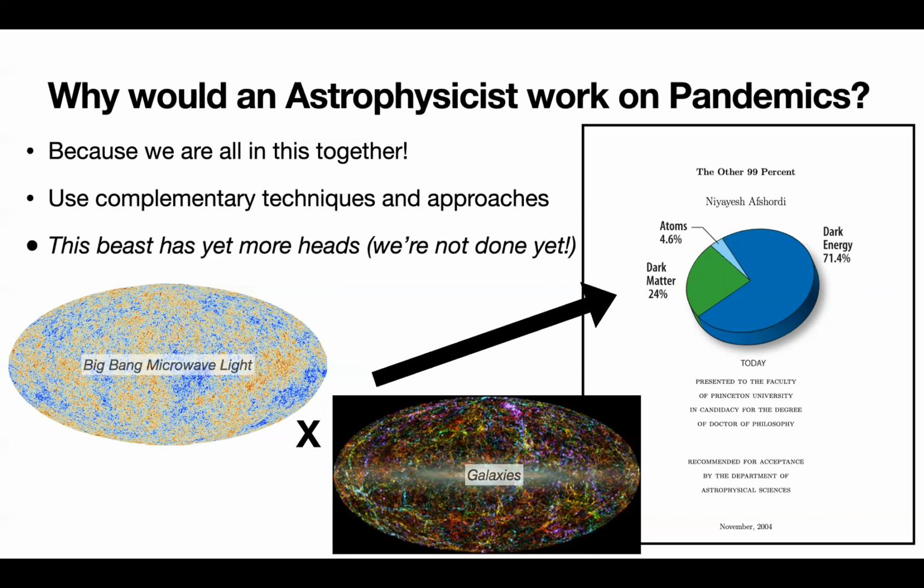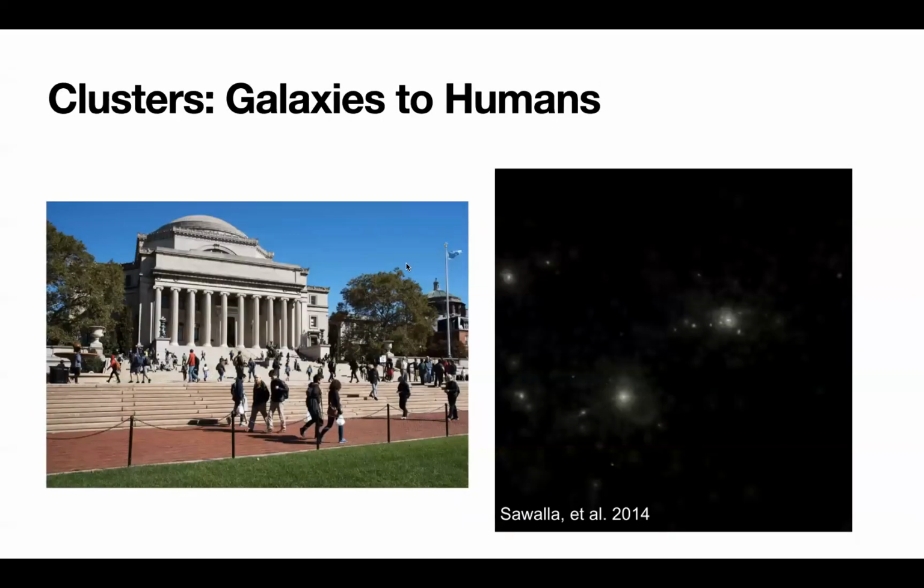And the last thing I want to mention is that, another reason that astrophysicists should work on the pandemic is this beast has yet more heads, and we're not done yet. There are still monsters there to be slayed, unfortunately. And we have some of the swords, some of the weapons that others may not. So here's a slightly more direct analogy.